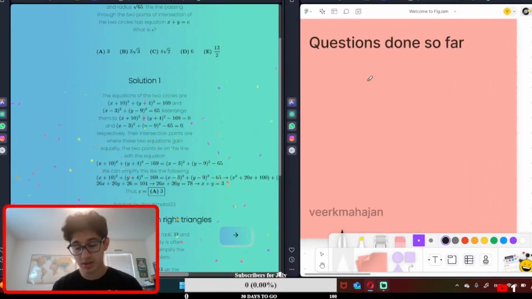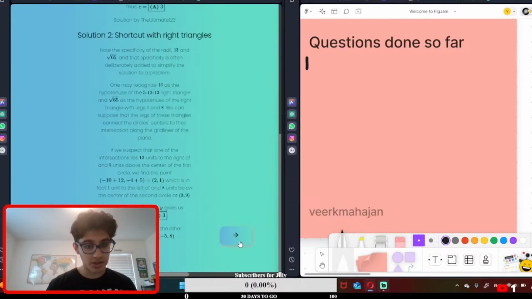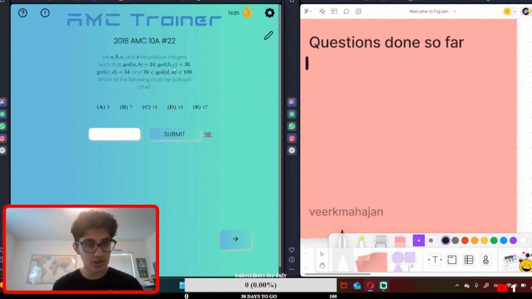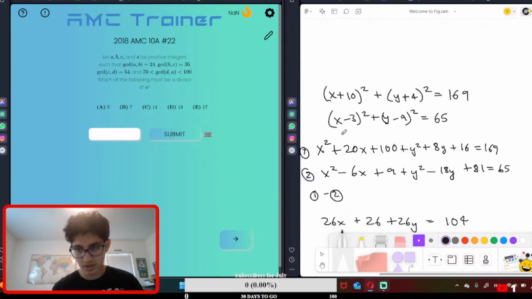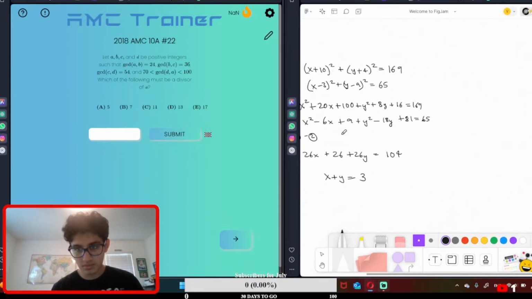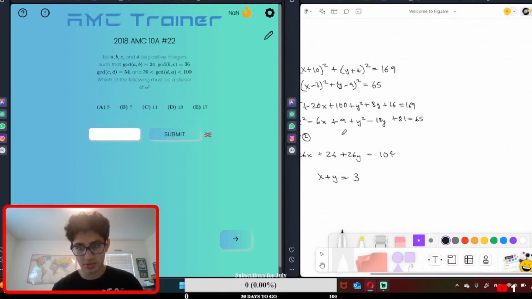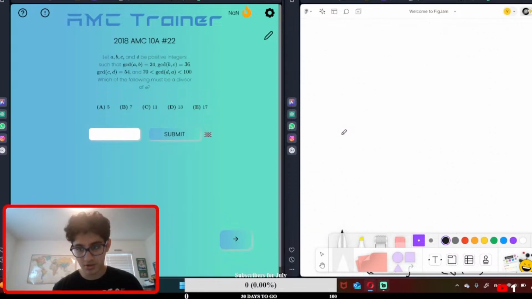That wasn't too bad. The only thing that might be a problem is with AMC trainer, I'm not sure, but I don't think you can change the difficulty. So some of them might become pretty hard, and I might not be able to do them. So we'll see. Okay, that's the first one. Let's get some more space up over here.